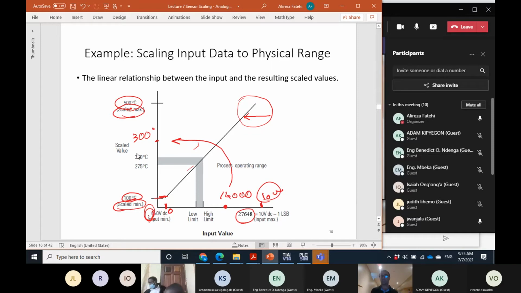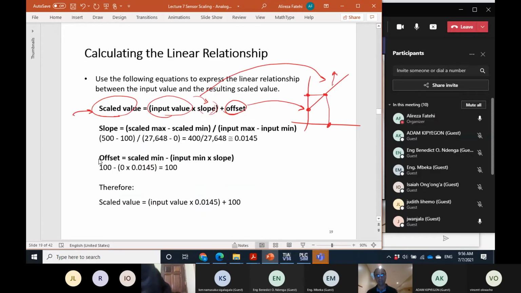And what is the range of the scale? This depends on the transducer and the sensor. The sensor lets us know: if the sensor output is between 0 and 10 volt, how much is the temperature? The temperature in this example is between 100 and 500 degrees centigrade. So we know these two values from the process and the sensor, and these values from the PLC. Then the slope formula is this: slope equals scale max minus scale min divided by input max minus input min. So it is 500 minus 100, divided by input max 27,648 and input min. That gives you something like this value.